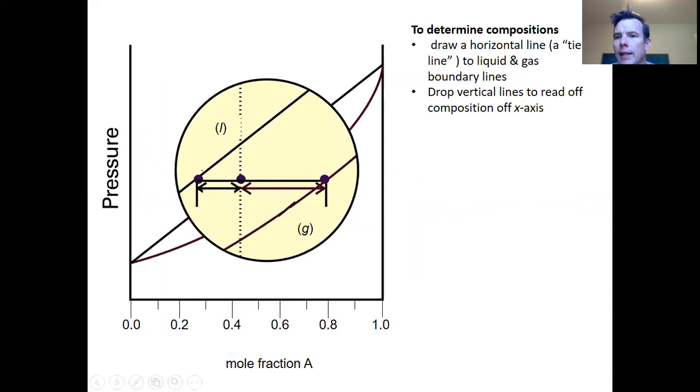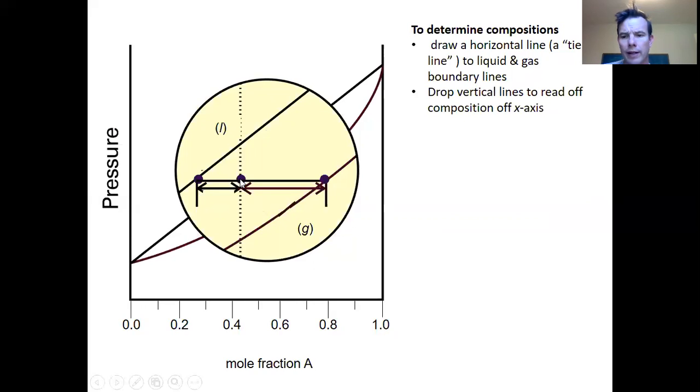I'm going to move my talking head here to the bottom if I can. We'll see how this works. The first question, what are the compositions that are present at some point in the phase diagram? Here's how you do it. To determine compositions, you draw a horizontal line to the liquid and gas boundaries. So I tried to zoom in on some region here. Imagine I was interested at some point in the two-phase region right here.